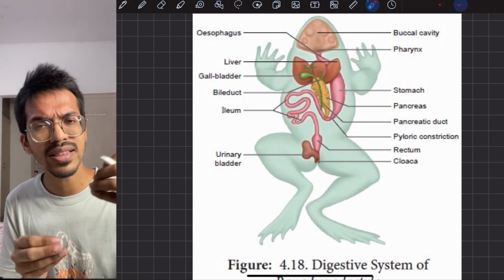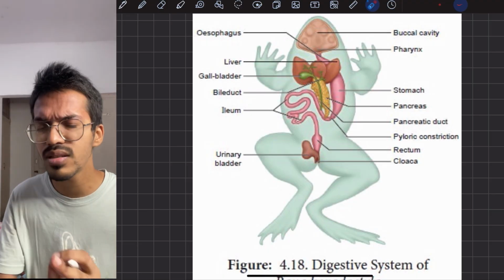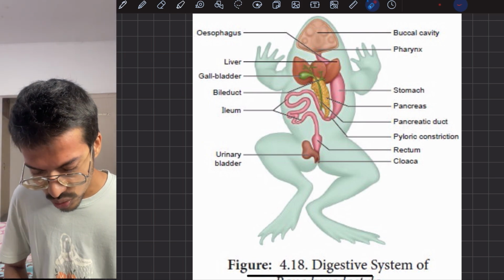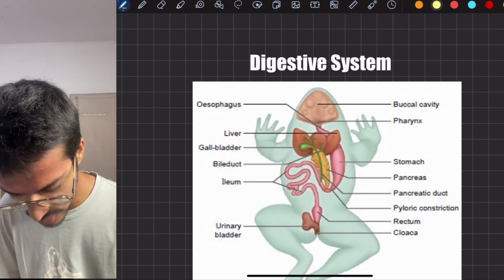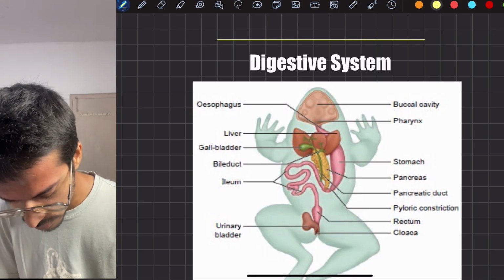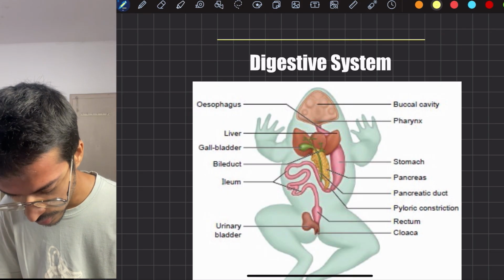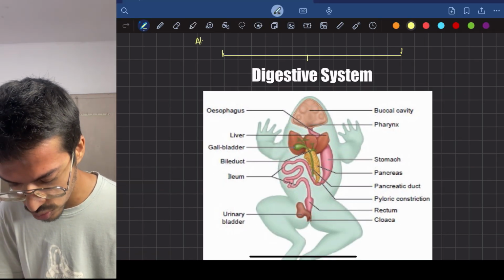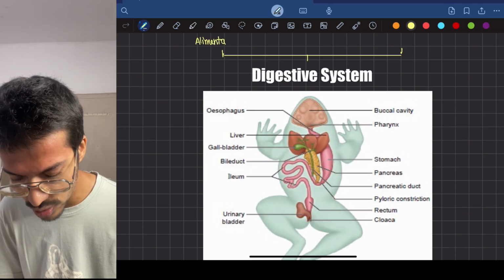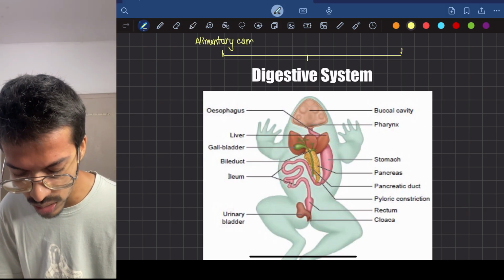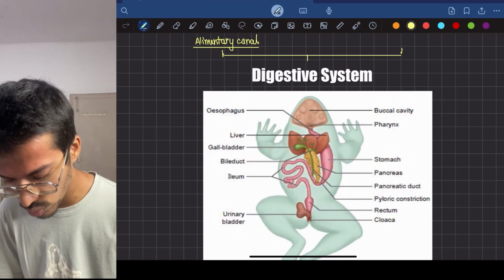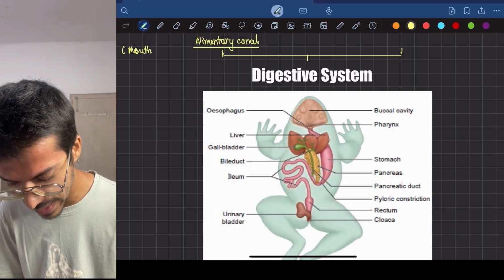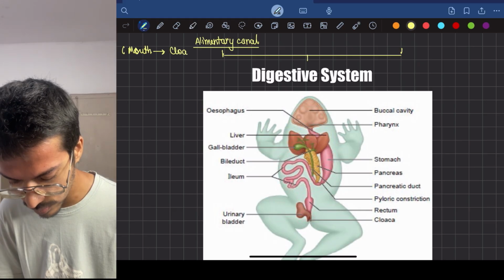Let's just see that. If you have studied the digestive system in 10th class, you will be able to do this very easily. The digestive system has two parts. What are the two parts? First we studied the alimentary canal, from the mouth to the cloacal opening. It starts from the mouth and in them ends in the cloacal opening.